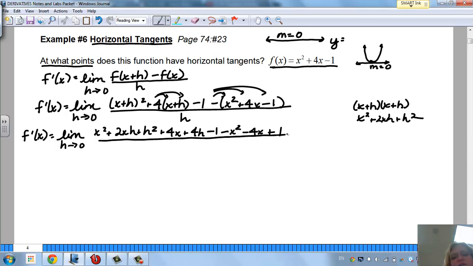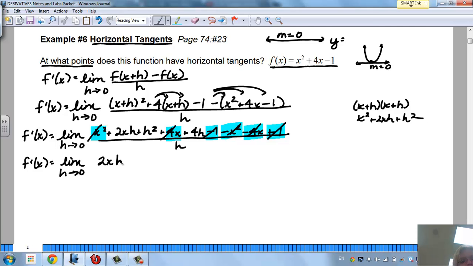I always like to check and make sure that everything after the subtraction cancels. So let's look at that. X squared and negative x squared cancel. Negative 4x and a 4x cancel. And I have a negative 1 and a 1, so that cancels. So I can say, thanks for playing. All of these cancel each other out, which makes it nice. I have f prime of x is the limit as h approaches 0 of 2xh plus h squared plus 4h all over h.